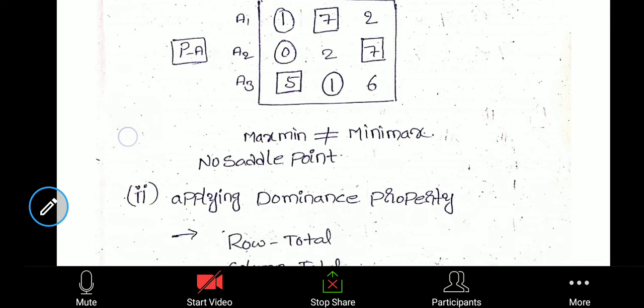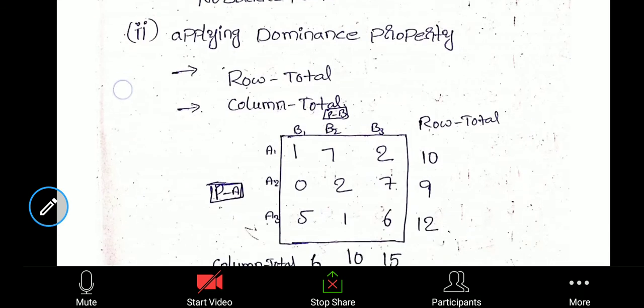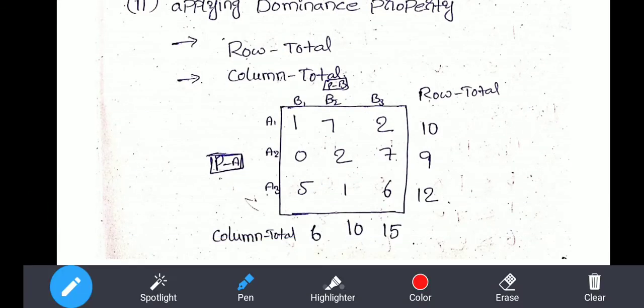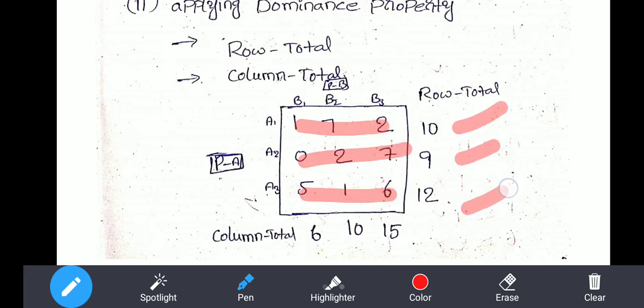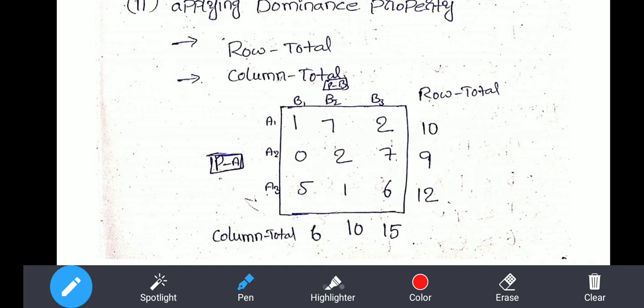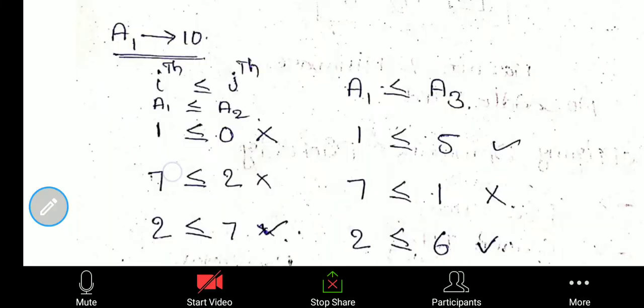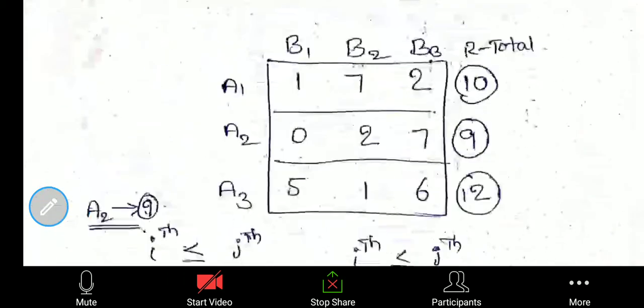So here the condition is row wise total, column wise total. First we need to identify the row wise total as well as the column wise total. First row, second row, third row: the total of these values will be obtained as the row wise total. After that we can consider the column wise total. First column total, second column total, third column total will be obtained. So based on this we are applying the conditions, first condition as well as second condition.